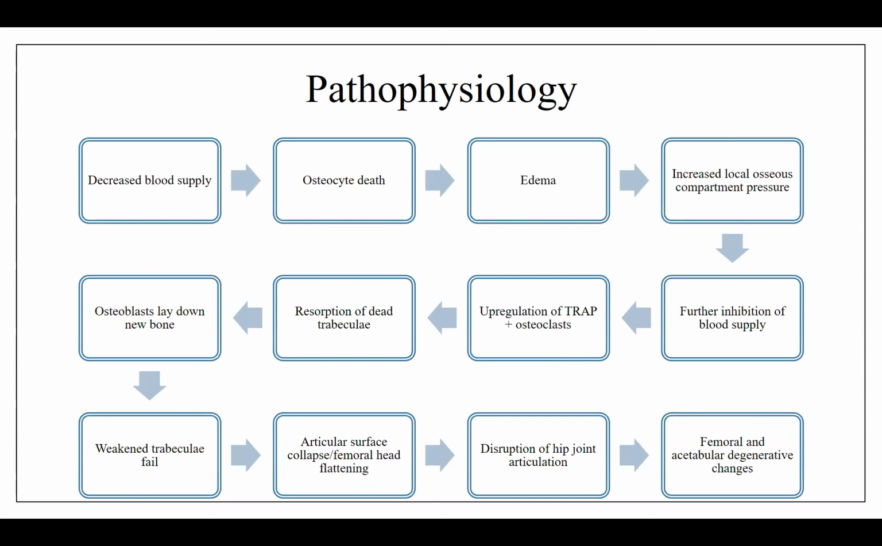So the pathophysiology of AVN of the femoral head usually begins with decreased blood supply to the subchondral bone of the femoral head. This then causes osteocyte death and edema in that area. This then further increases the local osseous compartment pressure, which inhibits the blood supply going to the subchondral bone. This then upregulates the TRAP-positive osteoclasts, which resorb the dead trabeculae, and the osteoblasts then lay down new bone. This new bone is often weak, so it fails under weight-bearing activities, even walking. And so we have articular surface collapse, femoral head flattening, and disruption of the hip joint. Ultimately, we end up having femoral and acetabular degenerative changes.